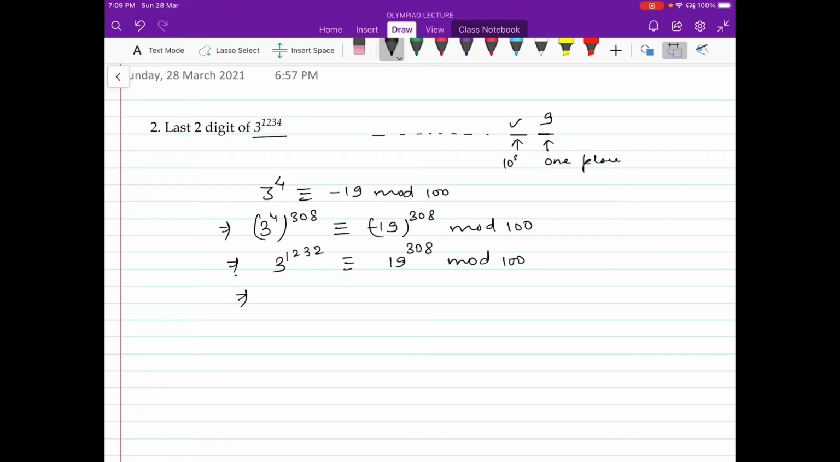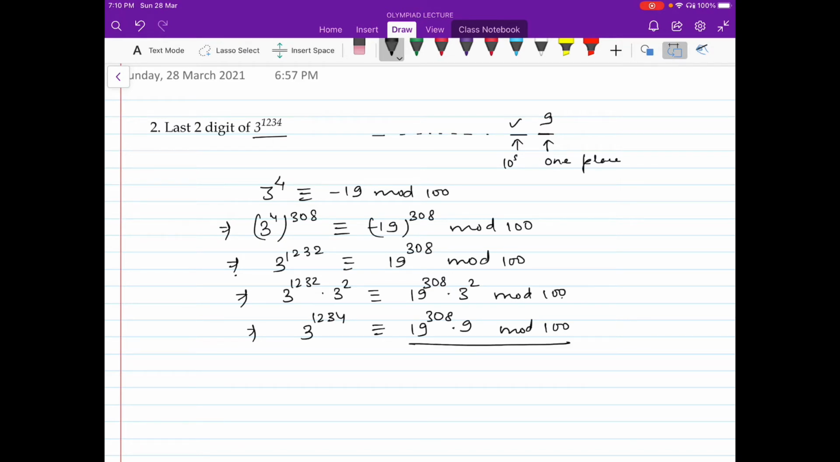So for getting 3 to the power 1234, we have to multiply 3 square on both sides by using the property of congruence modulo. So this is 3 to the power 1232 multiplied by 3 square. Similarly, you have to multiply over here 19 to the power 308 into 3 square mod 100. Right, it will give you 3 to the power 1234 congruent modulo with 19 to the power 308 into 9 mod 100. Now my intention is to simplify this, right?